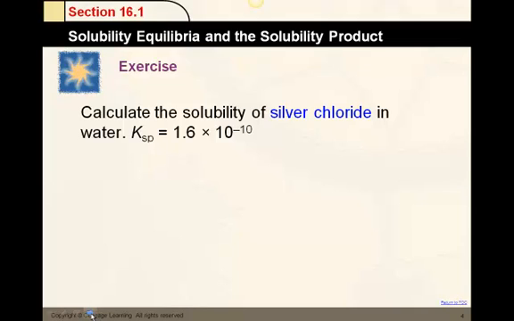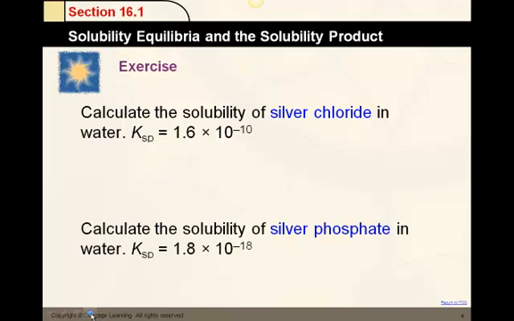So here is an example. Calculate the solubility of silver chloride in water, and the KSP is 1.6 times 10 to the negative 10. And then we're going to calculate the solubility of silver phosphate in water, and the KSP is 1.8 times 10 to the negative 18. So let's see what the solubility is. Now you can see the KSP values of silver chloride and of silver phosphate are very different. Clearly silver phosphate looks like it's not very soluble because the number is 1.8 times 10 to the negative 18. So now we need to calculate the solubility. How do we do that?